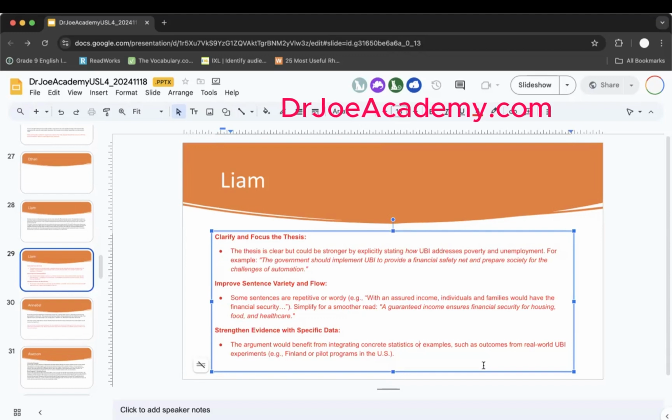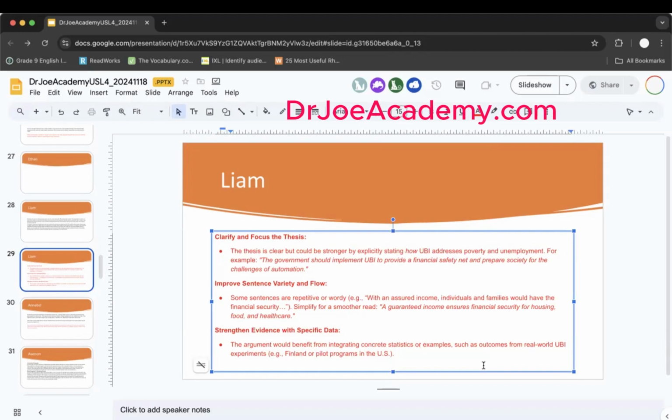Improve sentence variety and flow. Some sentences are repetitive or wordy. With an assured income, individuals and families would have the financial security. Simplify this for a smoother read. Instead, you could write a guaranteed income ensures financial security for housing, food, and healthcare.